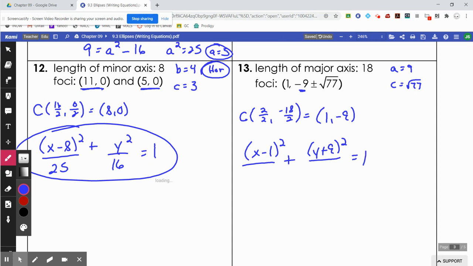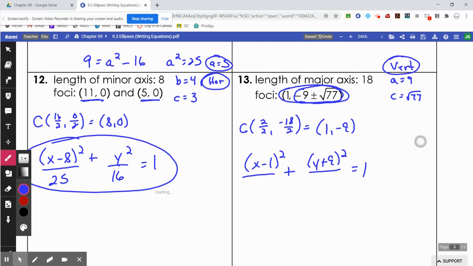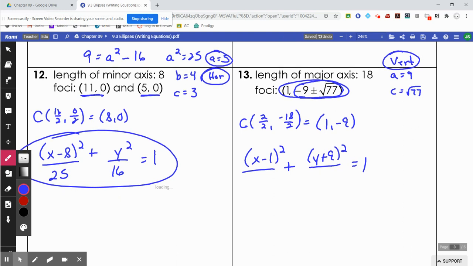Okay, is it horizontal or is it vertical? Where is this point located? This is going to be on the major axis: (1, -9 + root 77) and (1, -9 - root 77). These y values are above and below each other, so therefore they're vertical of each other. The foci are on your major axis, so since the foci are located on a vertical axis, this will be a vertical ellipse. So your larger value goes under the y.